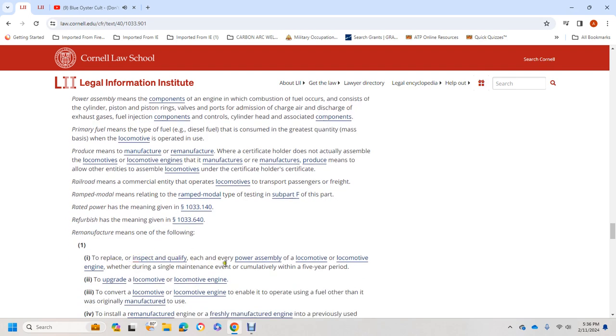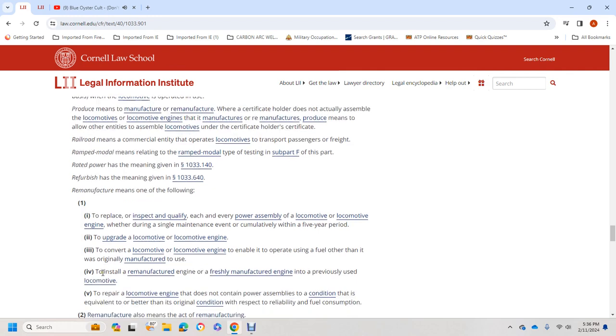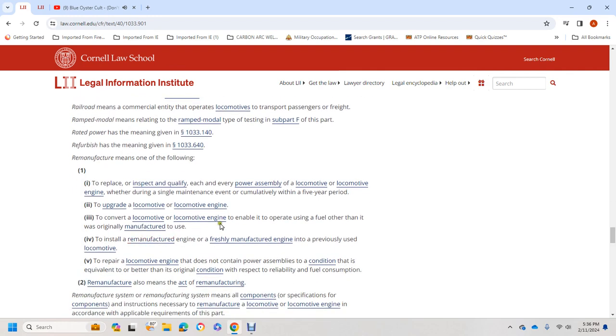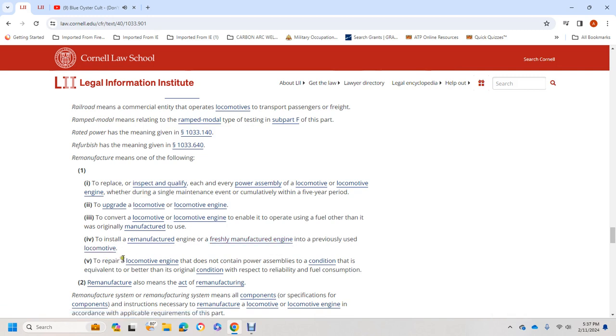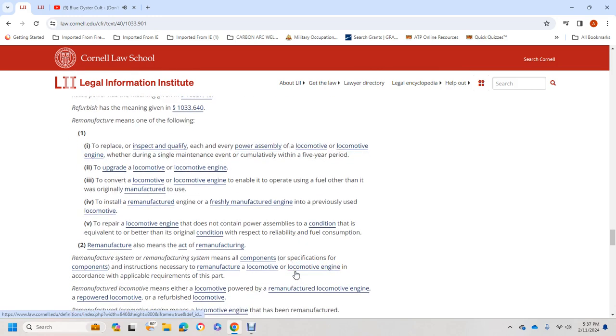1. To replace, or inspect and qualify, each and every power assembly of a locomotive or locomotive engine during a single maintenance event or cumulatively within a five-year period. 2. To upgrade a locomotive engine. 3. To convert a locomotive engine to be able to operate using a fuel other than the one it was originally manufactured for. 4. To install a freshly manufactured engine, or a previously used engine, in a locomotive. 5. To repair a locomotive engine that does not contain a power assembly to a condition equivalent to or better than the original condition with respect to reliability and fuel consumption. 2. Remanufacture also means the act of assembling a remanufacturing system.